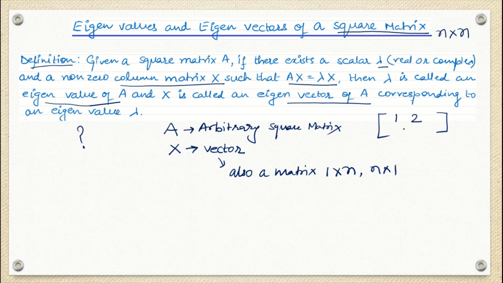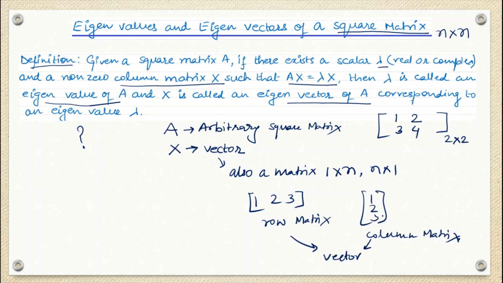Here is an example of a square matrix, a 2 cross 2 matrix, and this is an example of a row matrix, or you can say a column matrix. They are both vectors also, so this X can be called a matrix also. As per the definition, if we multiply this square matrix A by a vector represented by matrix X, and the direction of the resultant matrix remains the same as that of vector X with some scaling constant, then we say that this X is the eigenvector.